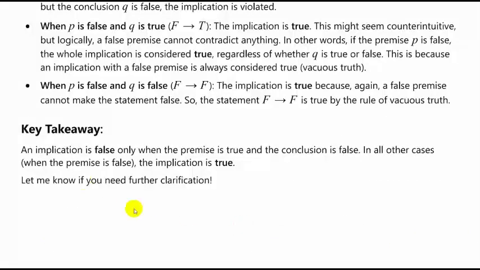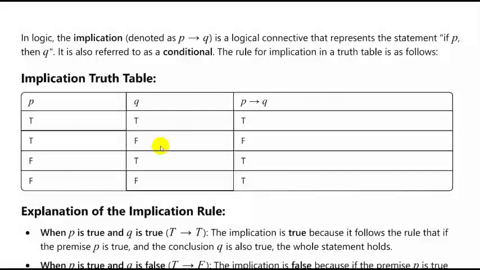An implication is false only when the premise is true and the conclusion is false. In all other cases, the implication is true. So the keyword to understand is that in all other scenarios it is true, except only when the conclusion is false. If the conclusion is false and the premise is true, then the implication is false. Premise is true and conclusion is false. So, the scenarios are true false, false true, false false.